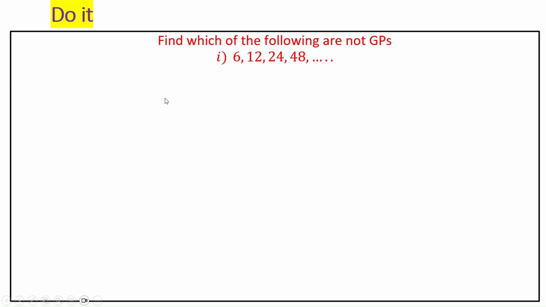Yeah, do it section. Which of the following are not GPs? Geometric progression: 6, 12, 24, 48. So how do you tell if a given series is not in geometric progression? You find the common ratio. If the common ratio is not constant, then you will say that it is not in geometric progression.